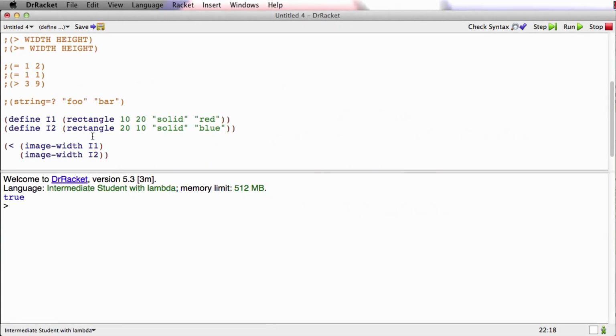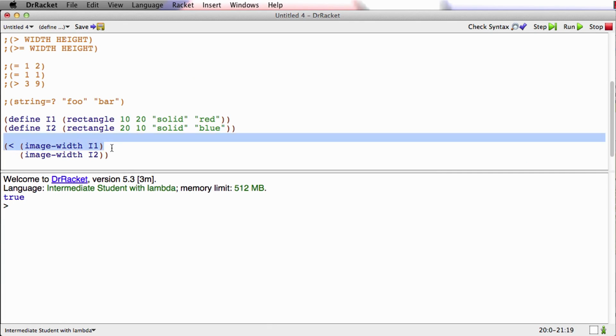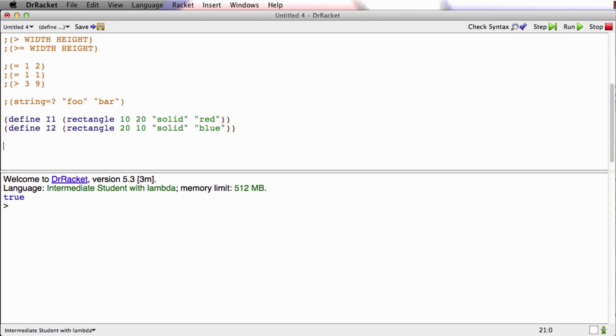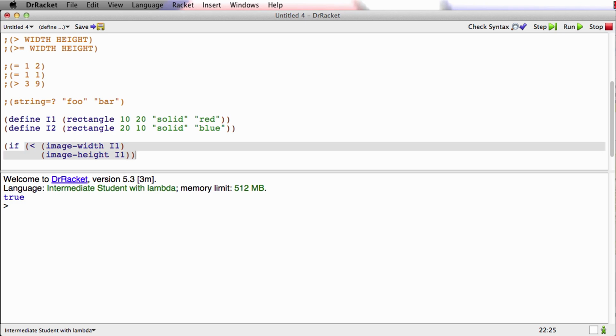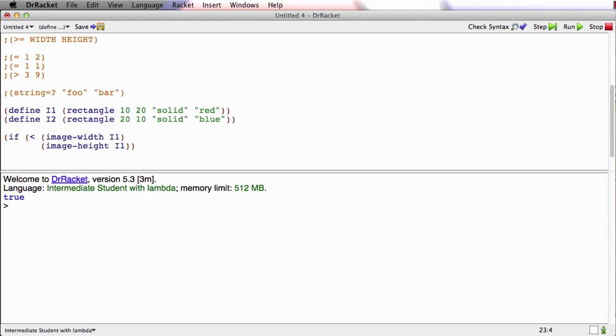Now let's look at an example. Going back to where we were, let me start by just deleting this expression here. And then we'll try to write an if expression that determines what the shape is of I1. So we'll say open paren if, and then let's say less than: is the width of I1 less than the height of I1? And if that's true, that's the question.